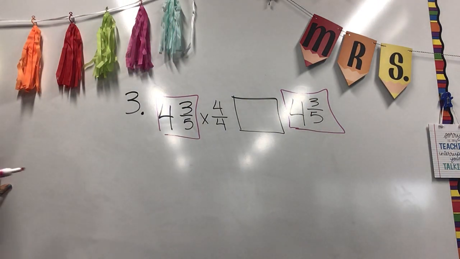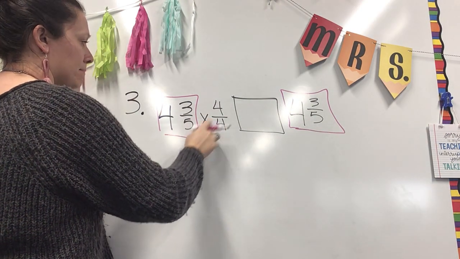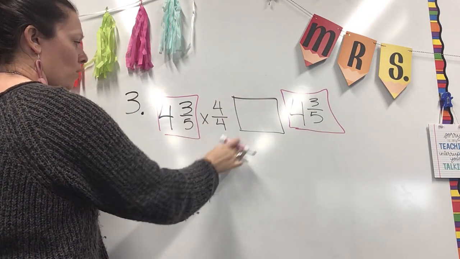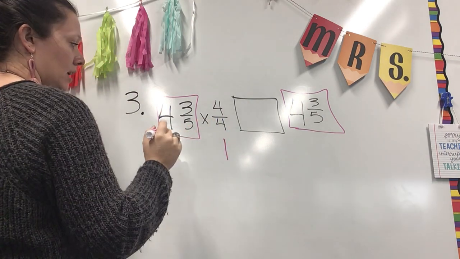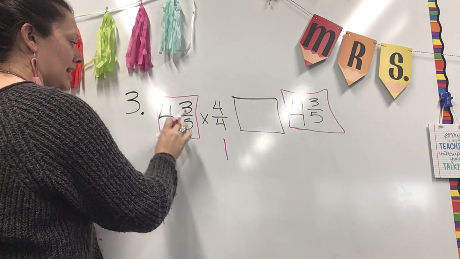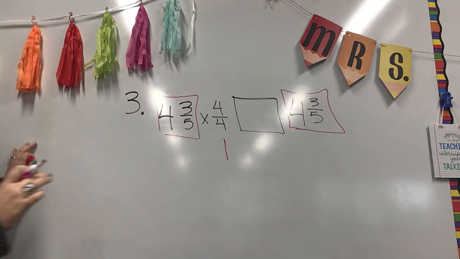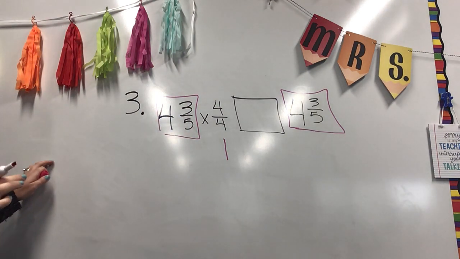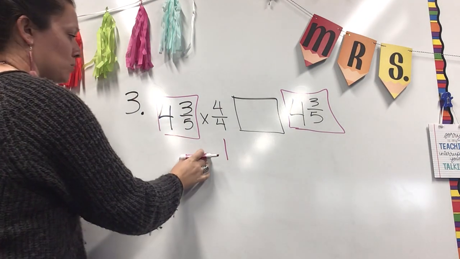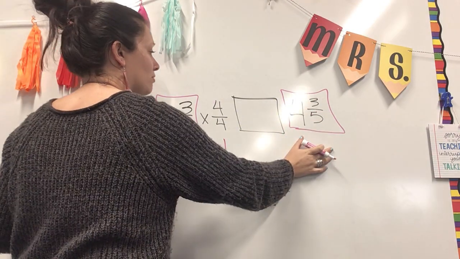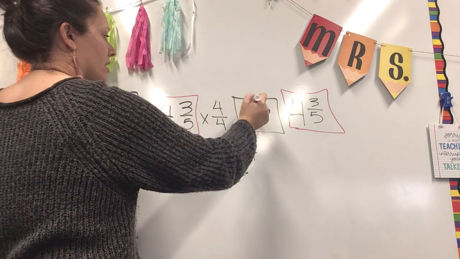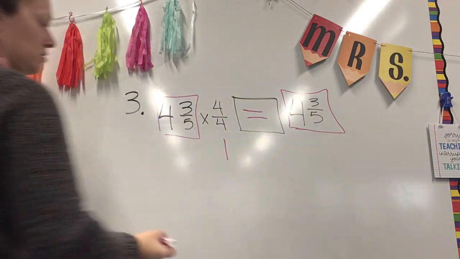Equal. Now, this side, I'm multiplying it by 4 over 4. 4 over 4 is the same as 1. If I multiply anything by 1, is that number changing or staying the same? Staying the same. So 4 3/5 times 1 is still 4 3/5. Over here I have 4 3/5. What symbol goes here? Equal. Equal to. Very nice.